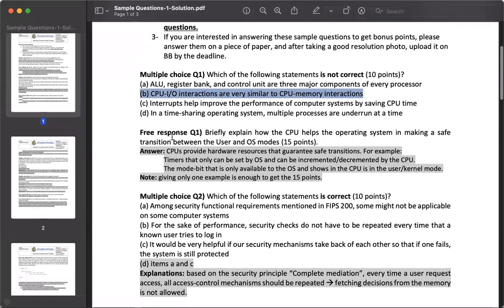So free response question 1 asked about briefly explaining how the CPU helps the operating system in making a safe transition between the user and OS mode. If you remember, we mentioned that in modern operating systems, we have at least two working modes. One is the user mode in which user programs work, and the other one is the OS mode or kernel mode or privilege mode. There might be different names for that.